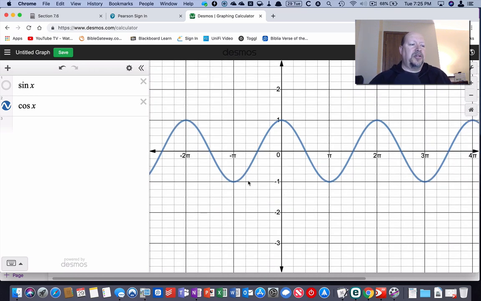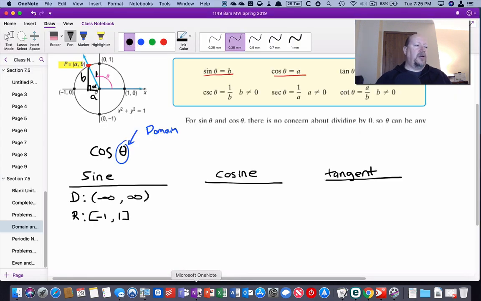Also look at the range. It goes as low as -1 and as high as 1. And so what we have is that the sine and cosine both have the same domain and range: -infinity to infinity, which is all real numbers in interval notation, and the range -1 to 1.